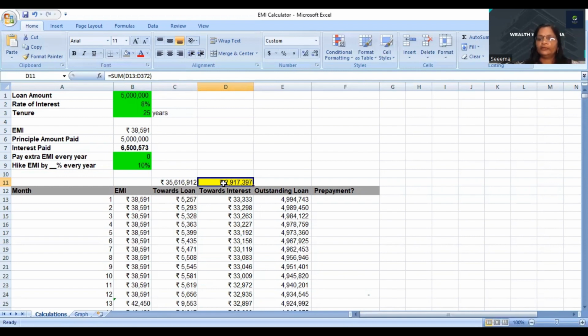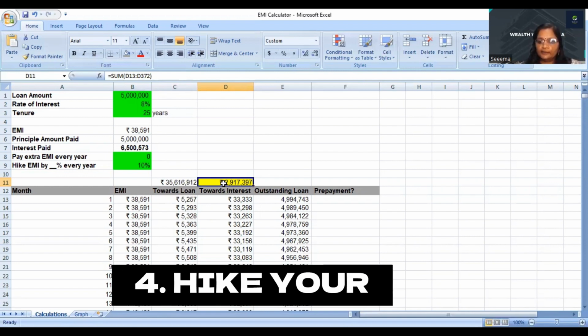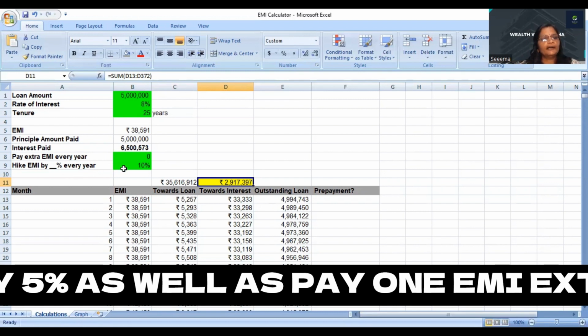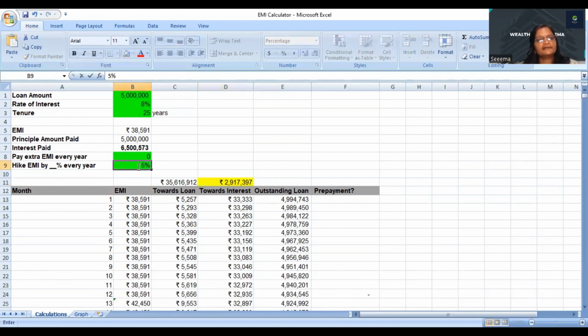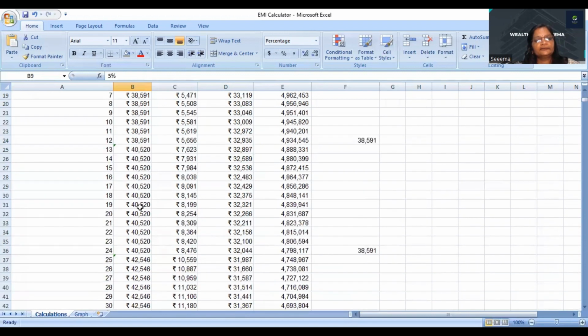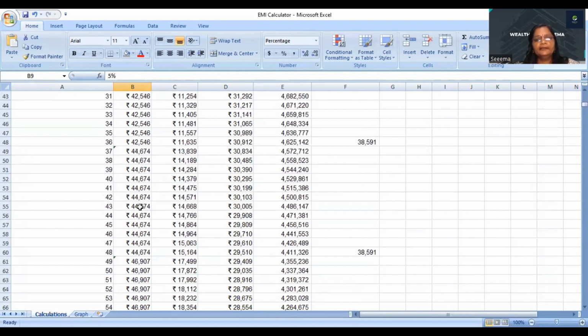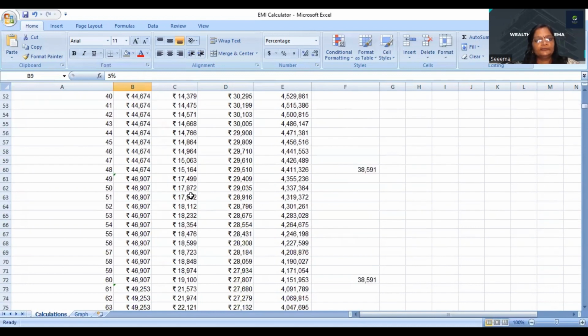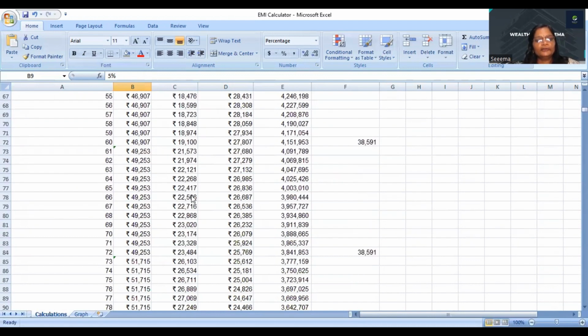I will give you one more extra tip if you can stretch a little bit. You can hike your EMI by 5% every year and also pay one EMI extra per year. So if you are able to stretch a bit and pay one EMI extra and increase your EMI by 5% every year, at the end of every year your EMI increases by 5% and you are paying one EMI extra at the end of every year.